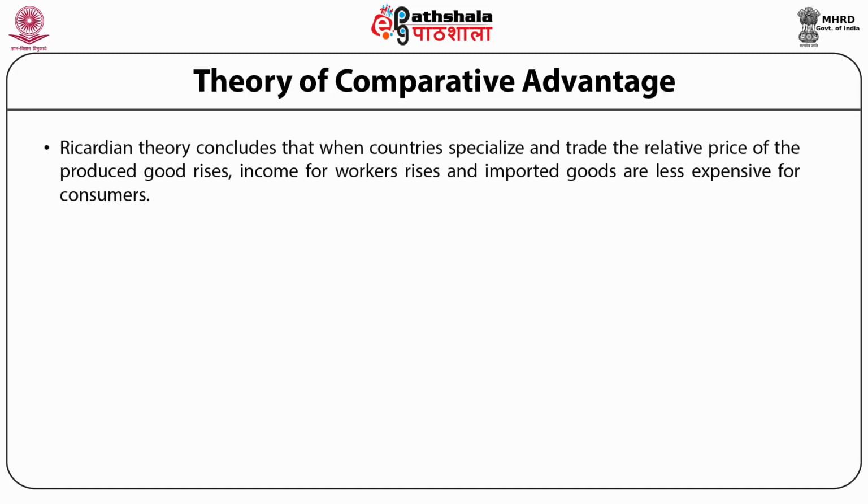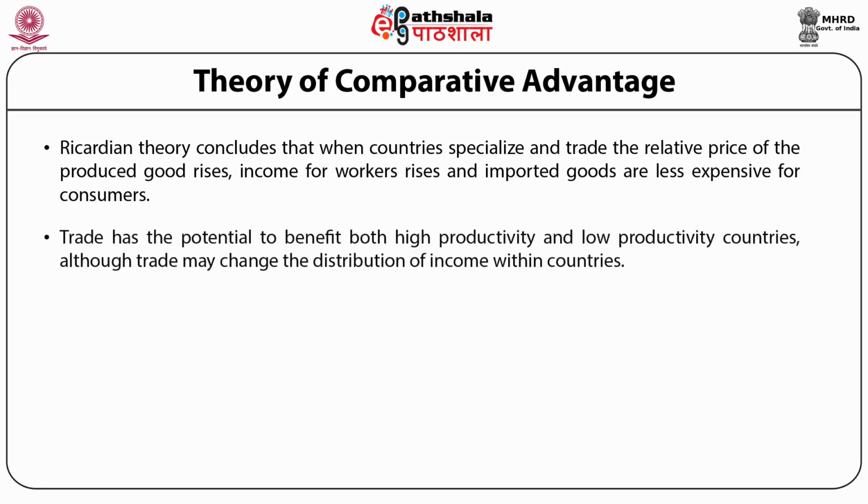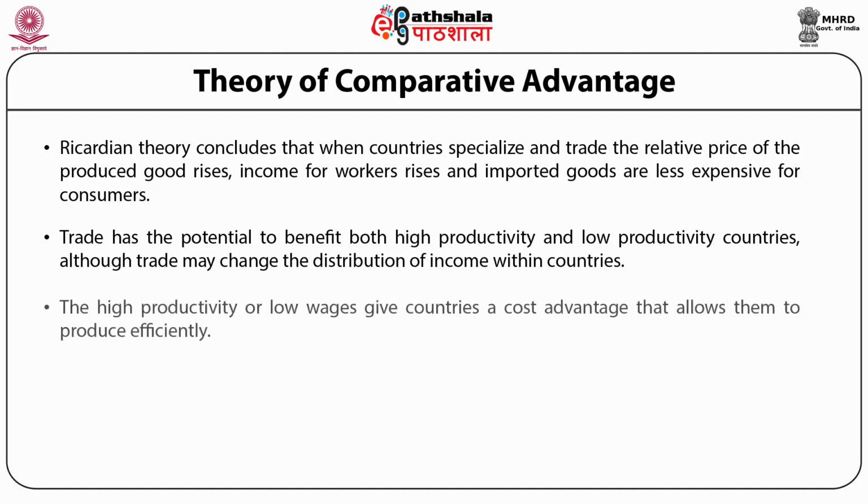Ricardian theory concludes that when a country specializes and the relative price of the produced goods rises, income for workers also rises, and the imported goods are less expensive for the consumers. Trade has the potential to benefit both high productivity and low productivity countries. Although trade may change the distribution of income within countries, high productivity or low wages give countries a cost advantage that allows them to produce efficiently.